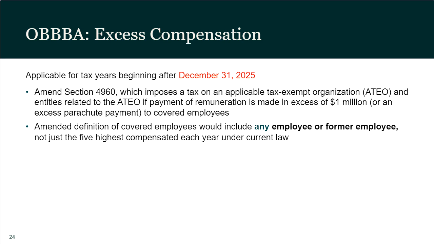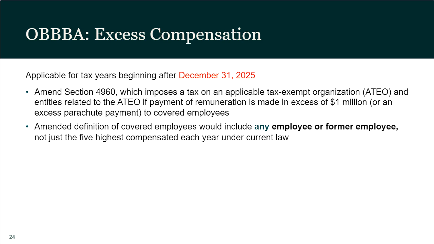So what has changed? Well, under the new law, a covered employee is any employee or former employee of any applicable tax-exempt organization or predecessor that was employed during any taxable year after December 31st, 2016. So basically, you would look through and you would say, who are these? Oh, I'm sorry, that's the new law. The old law was 5 highest employees of the tax-exempt organization in the current or prior year beginning after 2016. So they've expanded it out. So under the old law, you would always look to those top 5 every year.